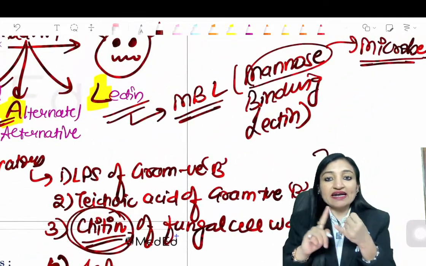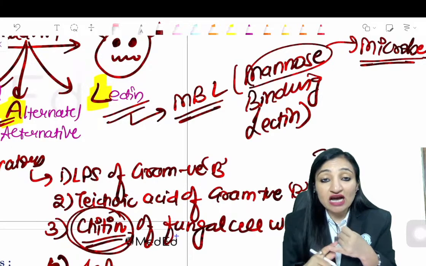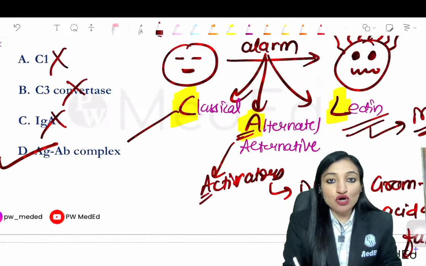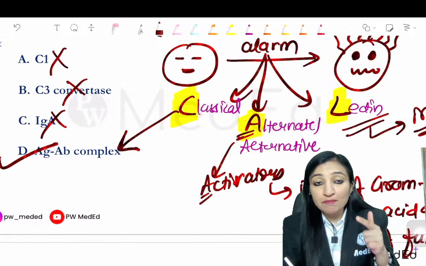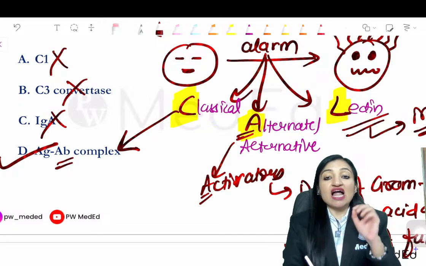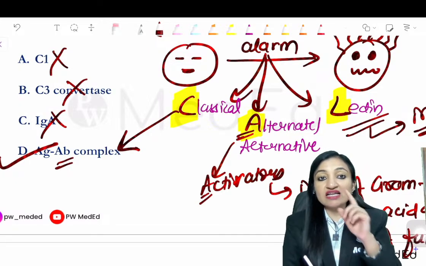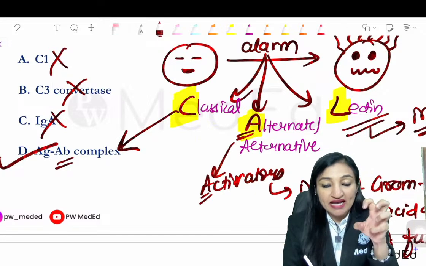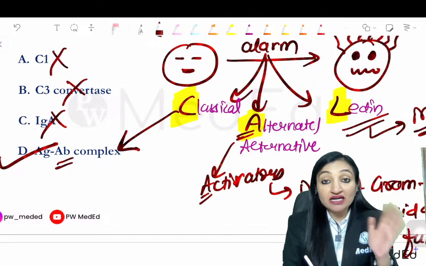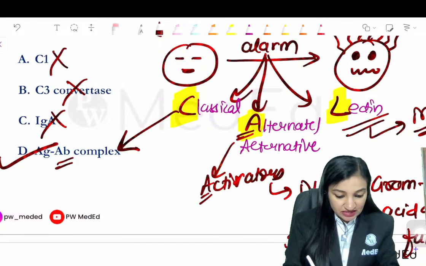So both alternate and lectin pathways can be activated immediately after the infection, but the classical pathway, which is activated by the antigen antibody complex, is not going to be activated right away, because antibody formation is going to take some time, a few days. Once the antibodies form, they have to bind to the antigen to form a complex. So the classical pathway is going to be activated not immediately after the infection, but several days after the infection. Is this clear?